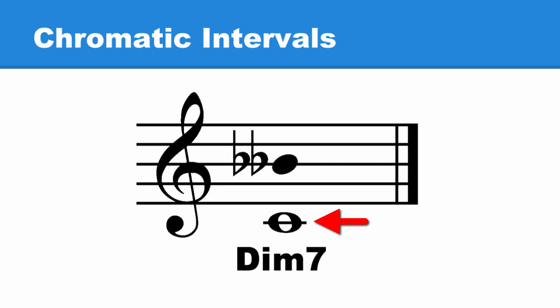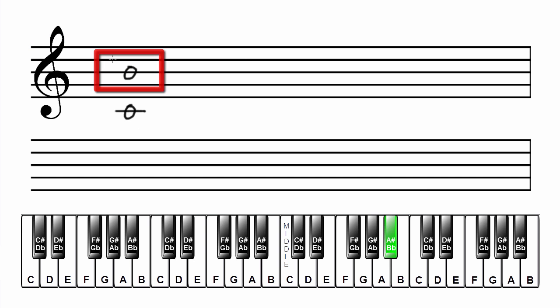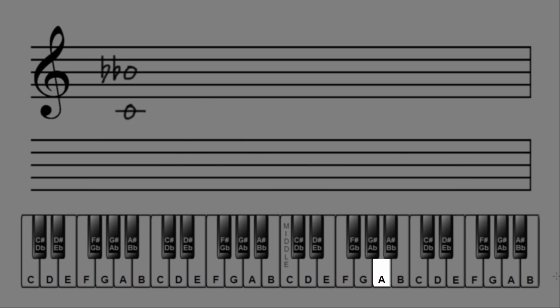This interval has a C on the bottom and a B double flat on top. It's a diminished seventh and uses these two notes. The top note is B double flat, which means we lower B by two half steps. B, B flat, B double flat, which is this note on the piano keyboard. This note looks and sounds like A, so why don't we just call it A?